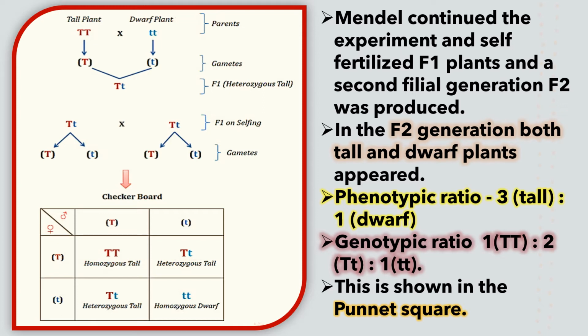Punnett Square. Now let us see right from the beginning what happened. We had a tall plant having the gametes T and T. We had the dwarf or short plant having the gametes small t and t.